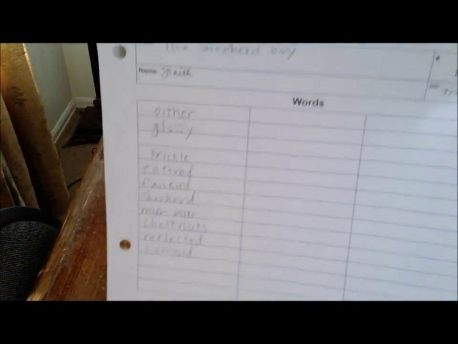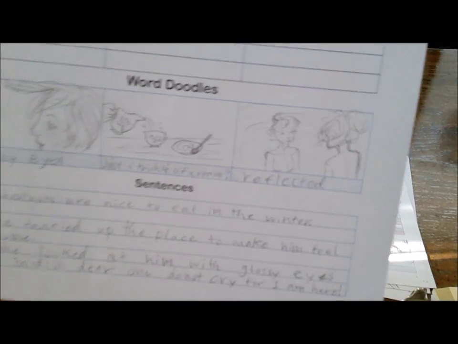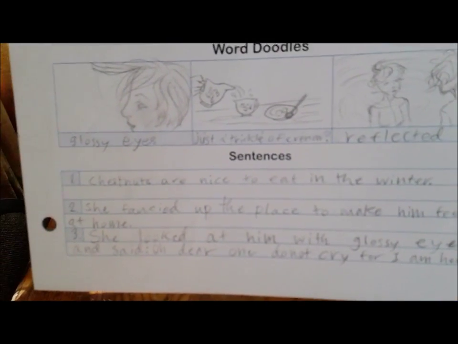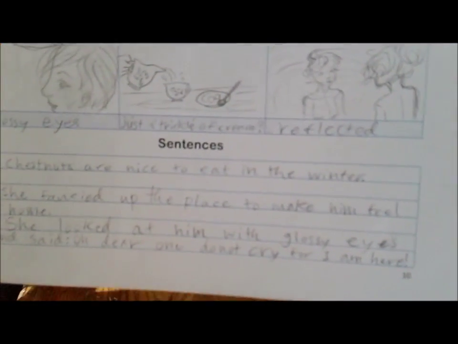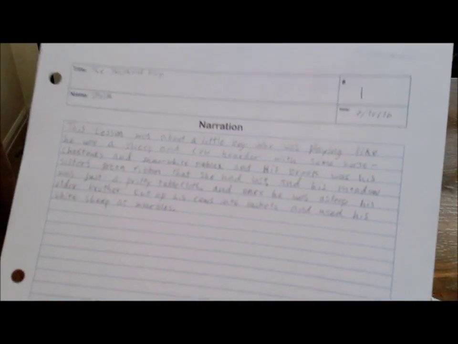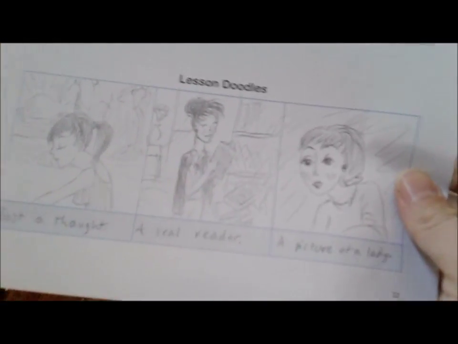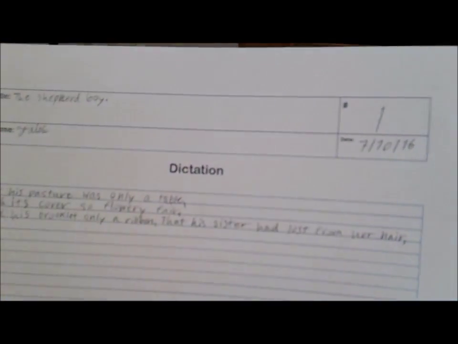Then I have other examples here. This is a more advanced reader, and a more advanced reader, she has fewer words. And this is from the revised McGuffey's. And then she's got sentences she's created in drawings. And here's her narration. And it's kind of short, but she's got little things she's drawn. And here she actually did her dictation.